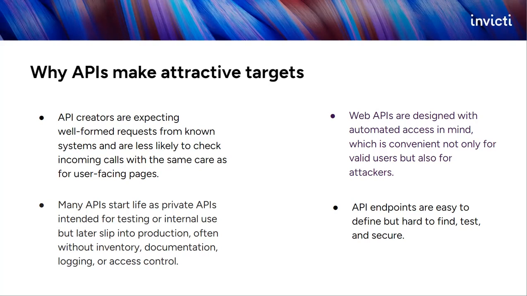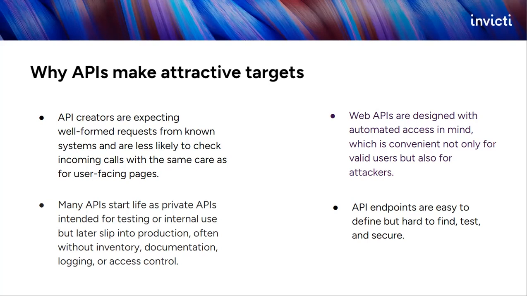And so there's an assumption that that's being taken care of in the same way as it was for user-facing pages. Now, second, many APIs start as private APIs, and that might have only been built for testing or internal use. A lot of times these can spill into production without being revoked or shut down, and certainly not inventoried or documented, logged, and noted for access control. So we have these leakage points to connect with the backend systems that spill into the production environments.